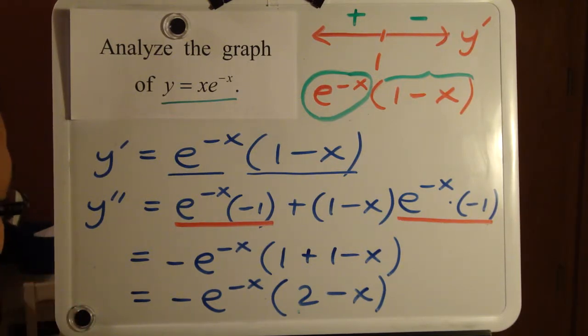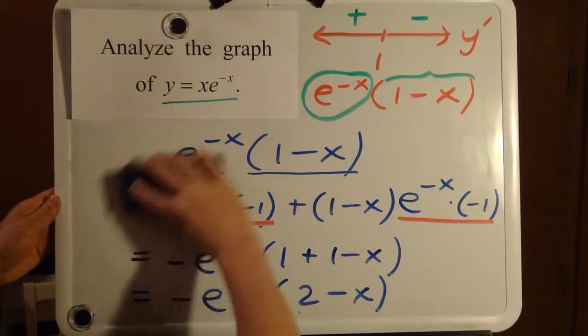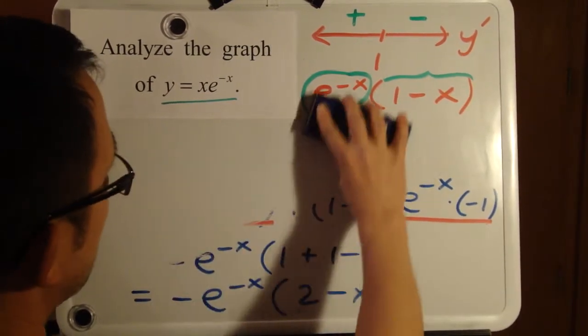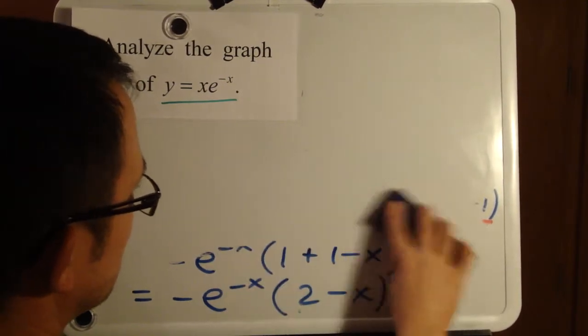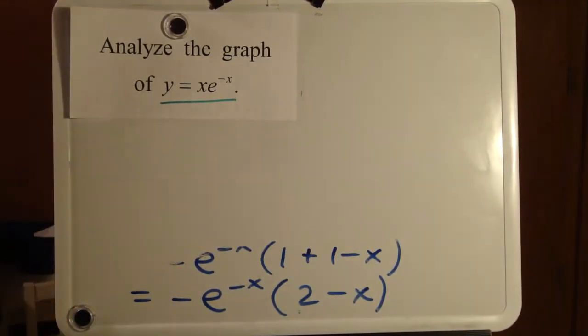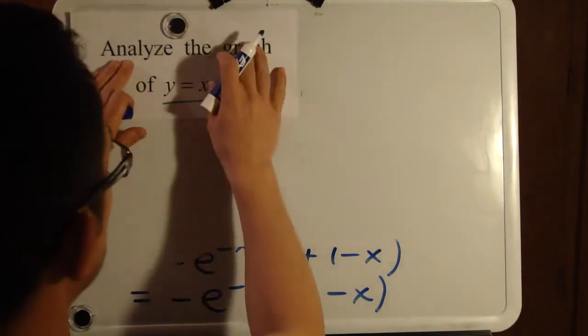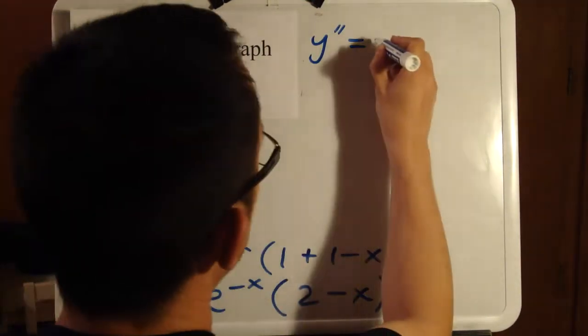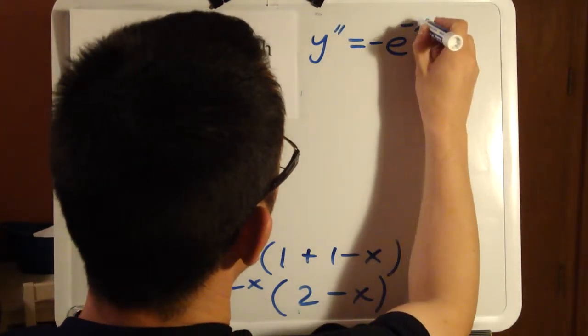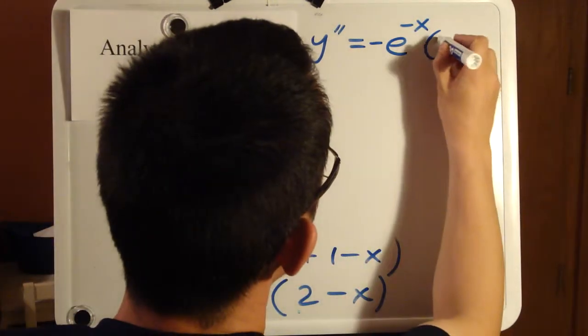So what we'll do is exactly the same thing, pull out any special numbers here and do the number line analysis, the same type of thing. Okay, so I'm going to get rid of some of this so we have some space. So I'll write this over here. So y double prime is equal to negative e to the negative x, and then we have 2 minus x.